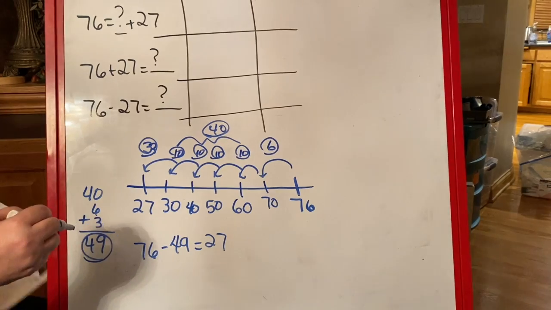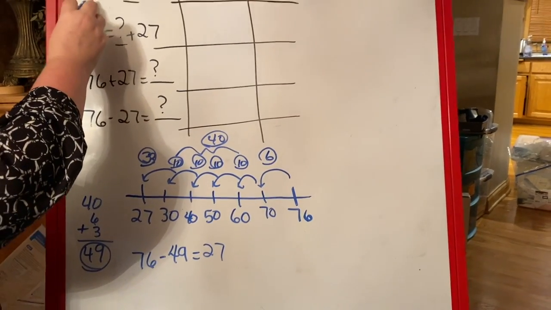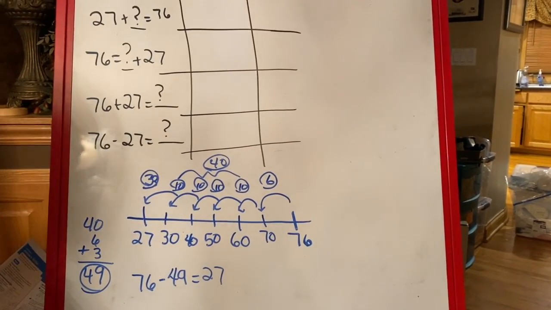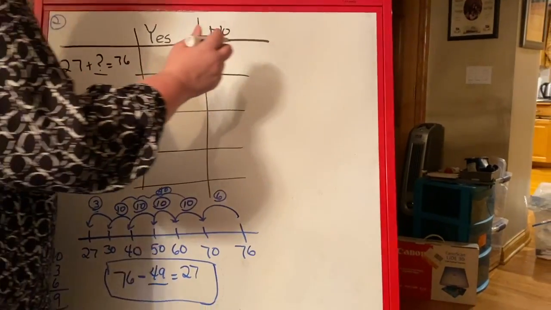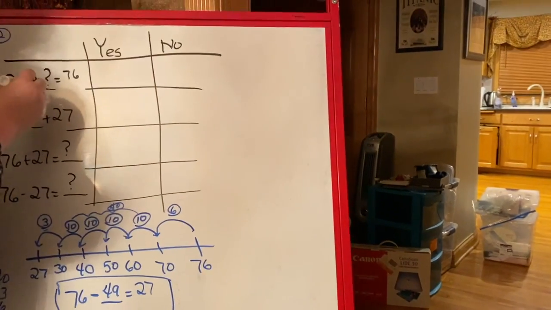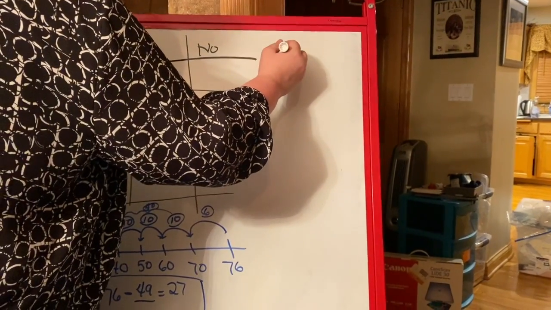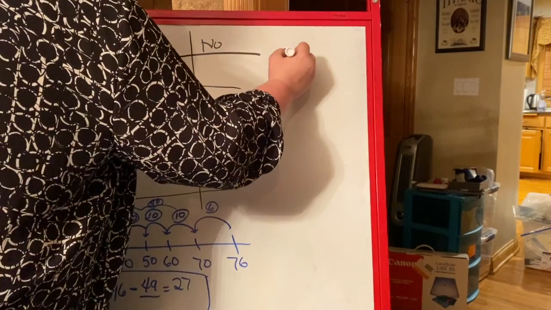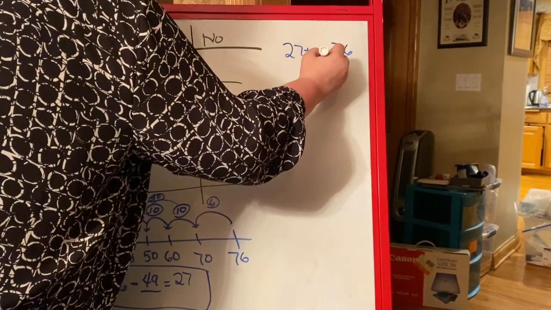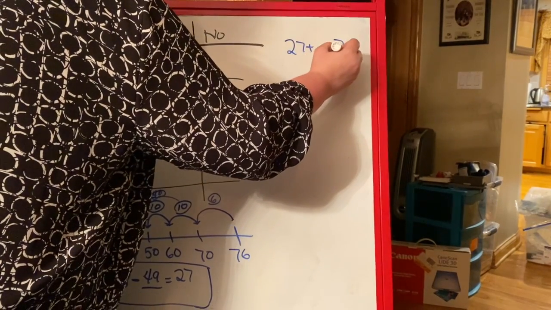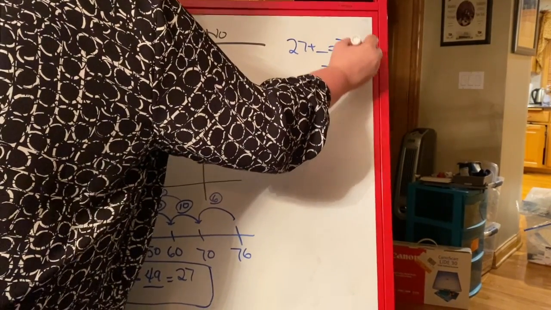That would be one of my answers. So it's going to say up here, 27 plus what equals 49, or equals 76. So now I have 27 plus question mark equals 76. How do we find a missing addend? Well, remember what I told you. When we have a missing addend, we do the opposite of this sign. So we're going to subtract 76 minus 27.